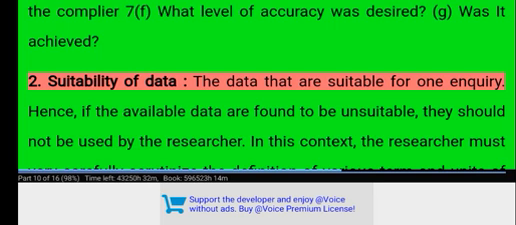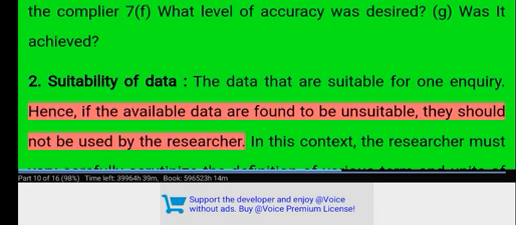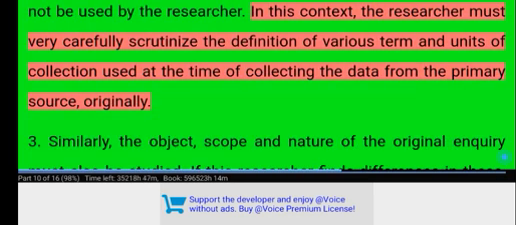2. Suitability of data. The data that are suitable for one inquiry may not necessarily be found suitable in another inquiry. Hence, if the available data are found to be unsuitable, they should not be used by the researcher. In this context, the researcher must very carefully scrutinize the definition of various terms and units of collection used at the time of collecting the data from the primary source, originally.